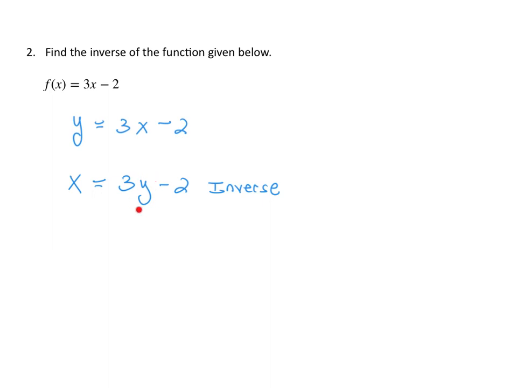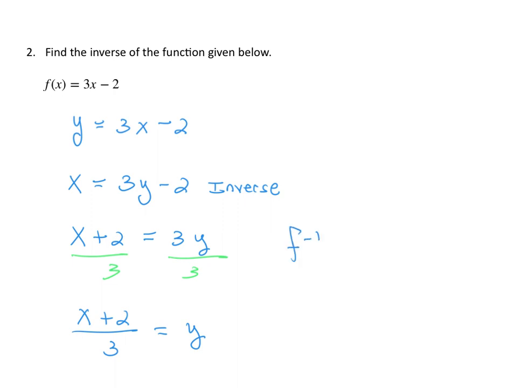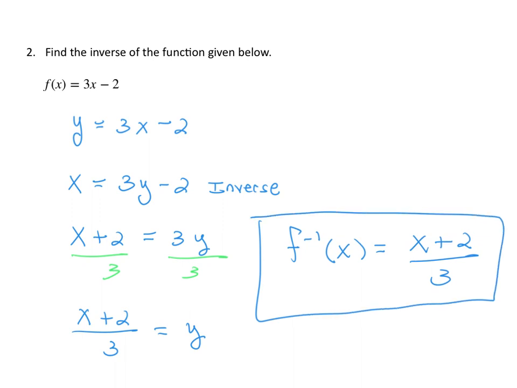The second step is going to be to solve for y. But when you solve for y, it'll be an equation, and that equation is going to be the inverse of the function f of x. To solve for y, I can add 2 to both sides. And to solve for y, I can then divide both sides by 3. On the left, we get x plus 2 over 3 is equal to y. And this is the formula for our inverse. It is customary to replace the y with the symbol f inverse like this. And the equation is x plus 2 divided by 3. So this is the answer for question 2.